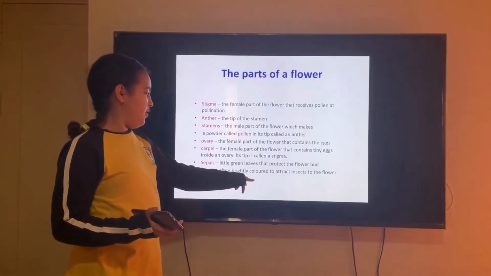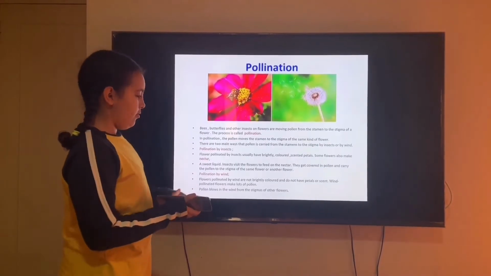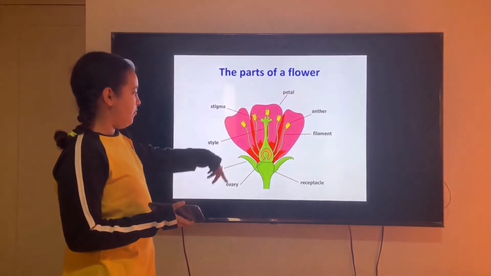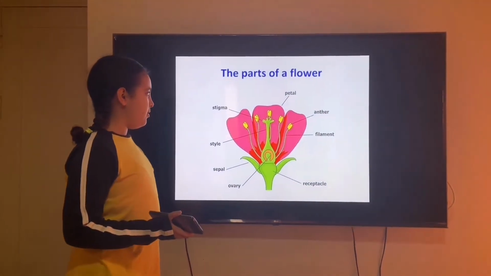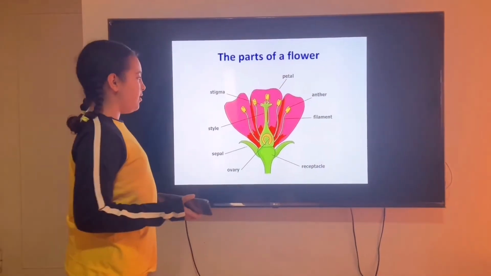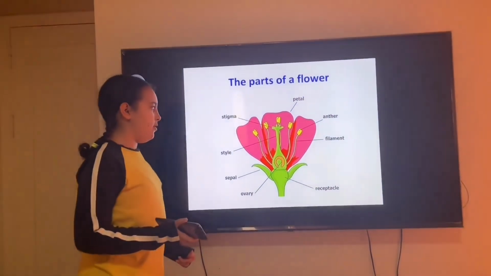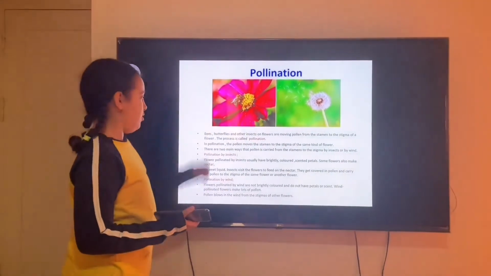Petals are often brightly colored and attract insects to flowers. So these petals attract insects, and here these are the sepals that protect the flower bud. Okay, let's go to the pollination.